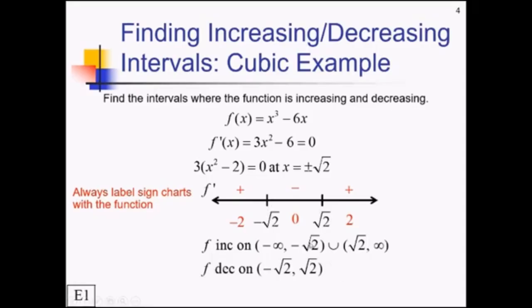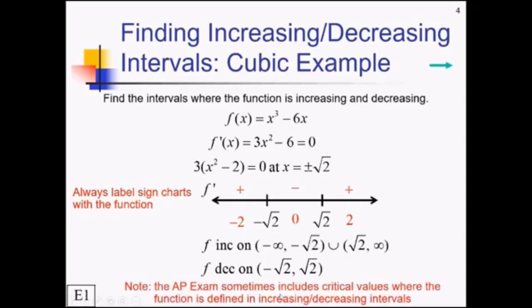Now notice here, I used these open parentheses, which is totally legal. Are you really increasing or decreasing at the spot where the derivative is 0? I would argue you're not. Having said that, the AP exam sometimes includes these critical values where the function is defined, at least, in the intervals. So this parenthesis here could have been a bracket. This one also, if you saw this on a multiple choice on the actual AP exam. And sometimes it isn't. It kind of changes from year to year.